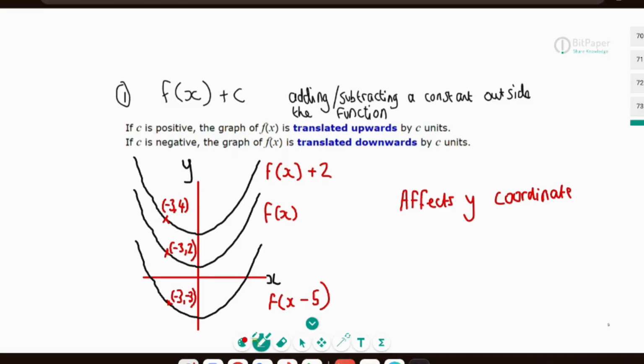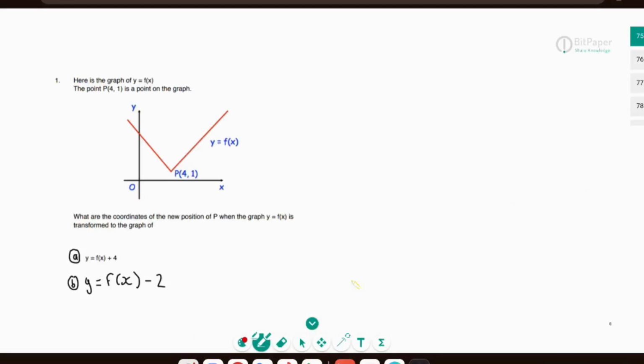Okay, and here, just as a little sketch so you can see, here's my original f of x. If I add 2, my graph moves up 2. And if you can see, the x coordinate is not affected, but for the y coordinate we'd add 2. And same for f of x minus 5, we take 5 off our y coordinate, the graph is translated down, so it would become minus 3.